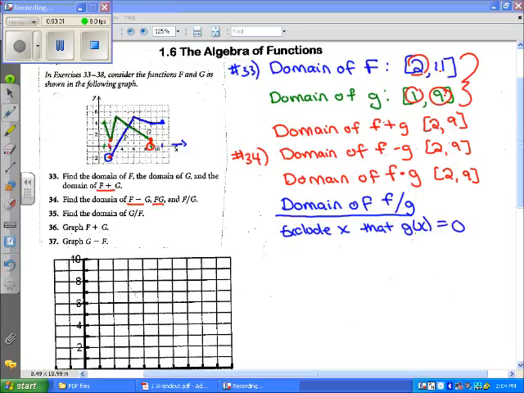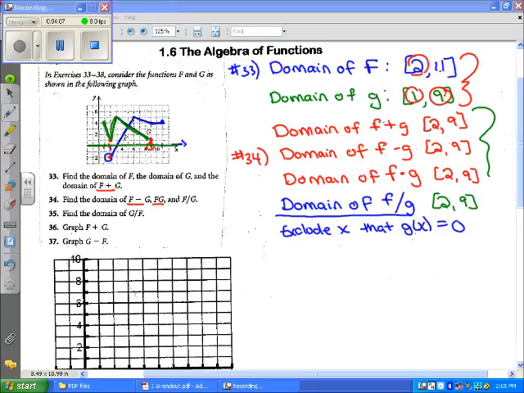Okay, so let's go back and look at g of x here. G of x is the green one, so let's go back here. Okay, so here's g of x right here. You can tell that it's never going to be equal to 0, which would be along this line right here. So there's nothing to be excluded. So the domain would be the same as all the examples above here. It'd be 2 to 9, including the 2.